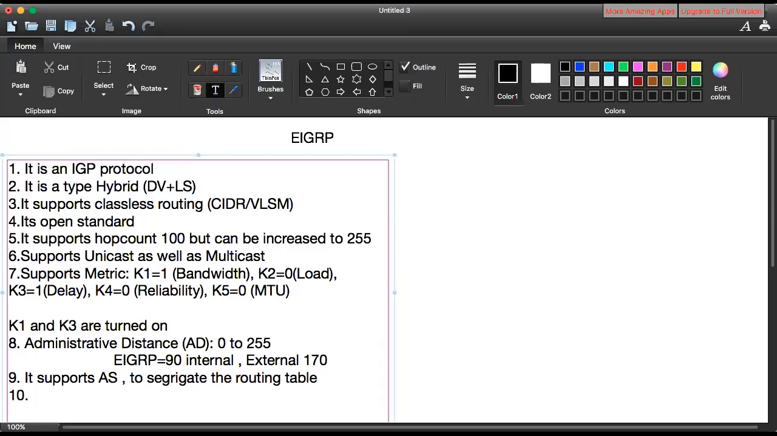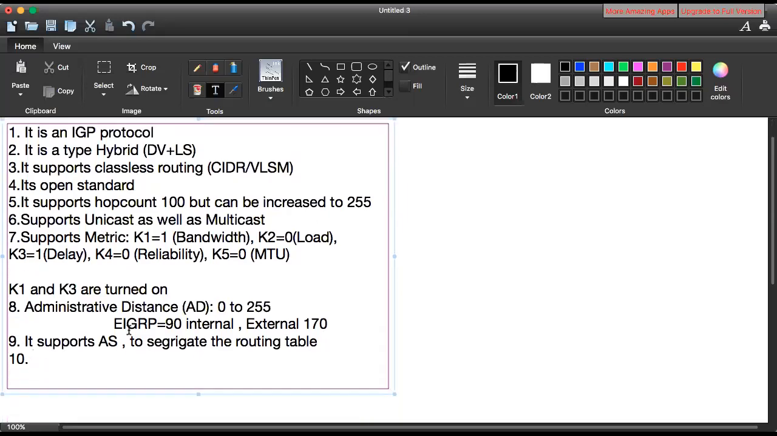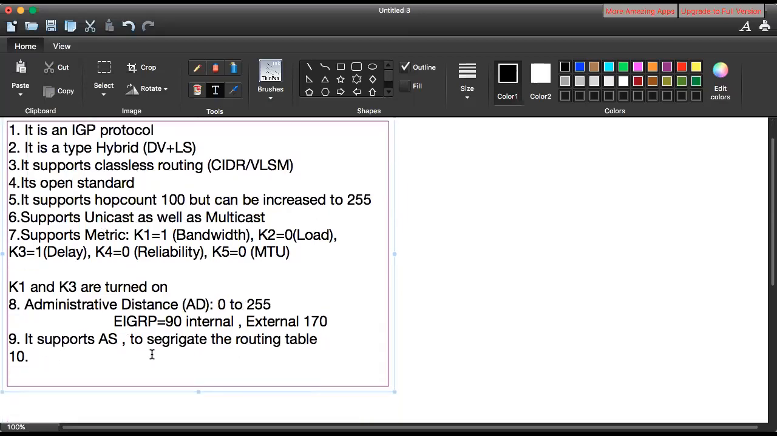Next, what else? Segregate the requirement, so maybe in one router you are running two AS numbers, EIGRP AS number 100 and EIGRP AS number 200. The routing prefixes in 100 and 200 would be maintained separately.